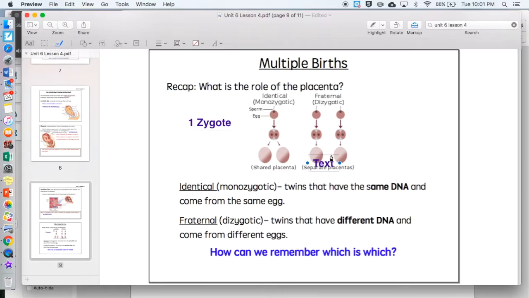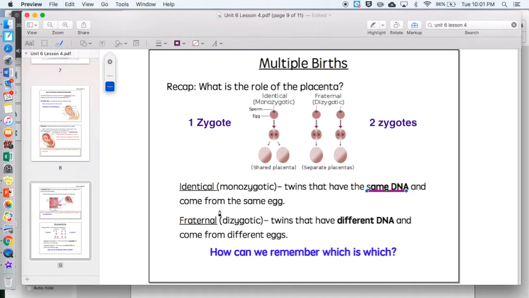Fraternal twins, we call it dizygotic. So di, that prefix often means two. Two zygotes. So that was two separate egg cells that got fertilized by two separate sperm cells. They both develop and they have their own placenta.